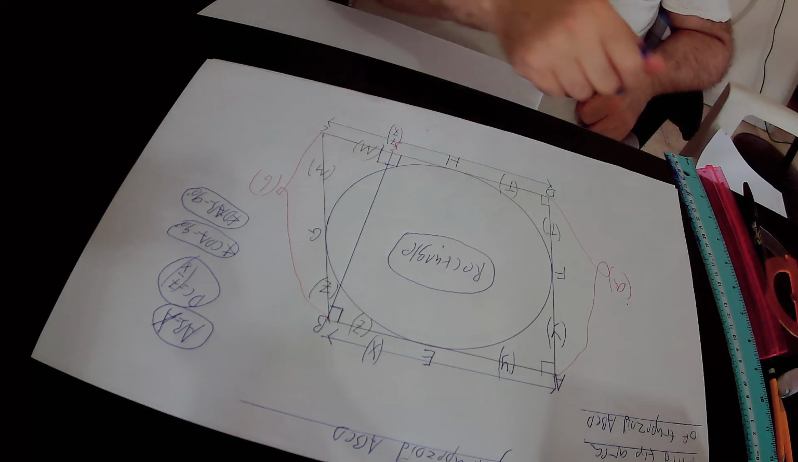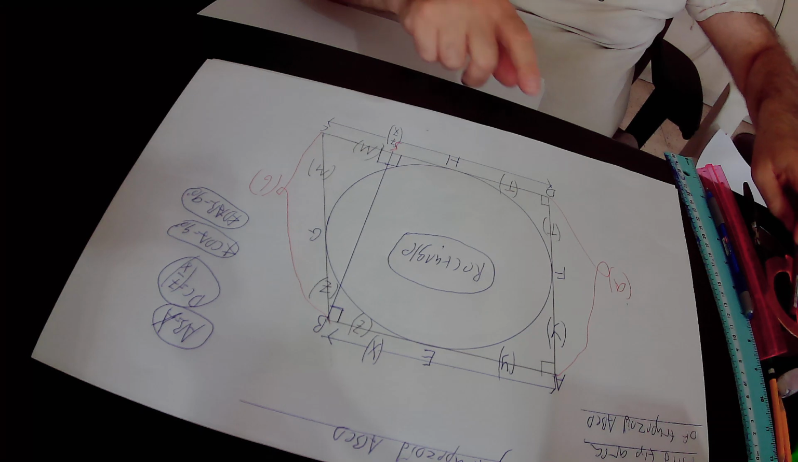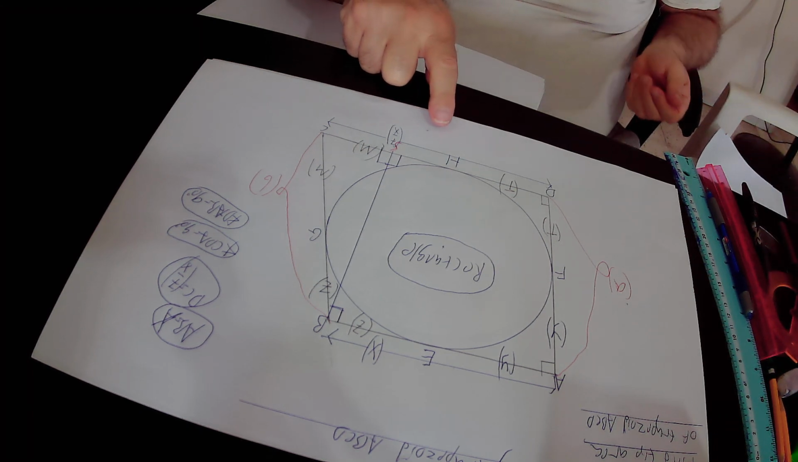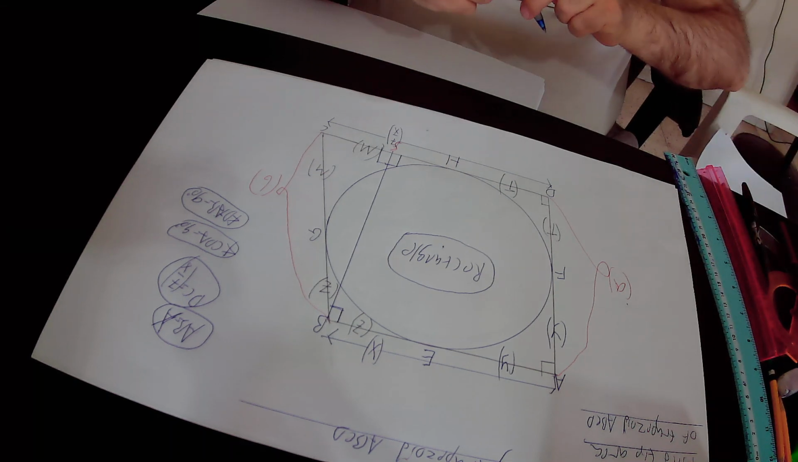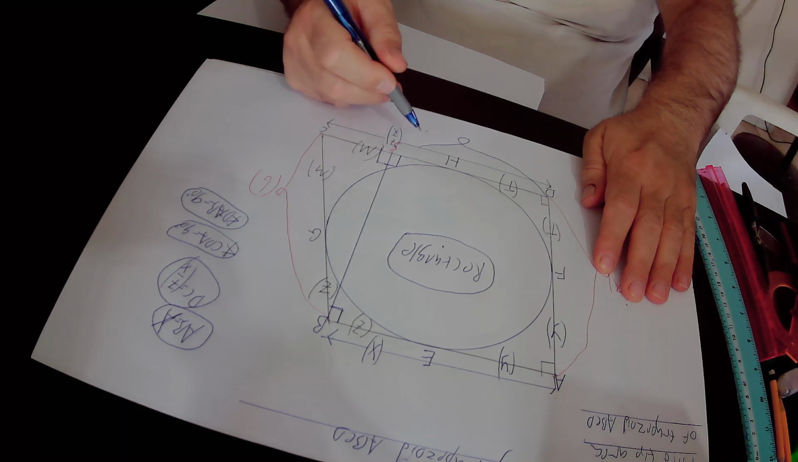Side DS must also be equal to x units in its length.